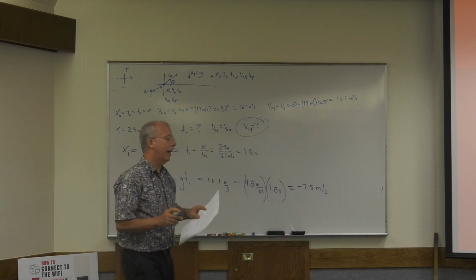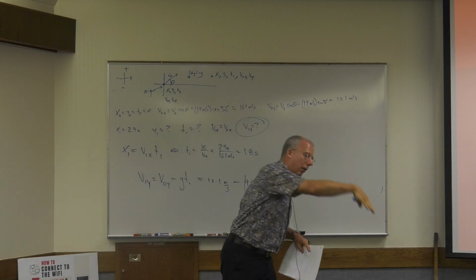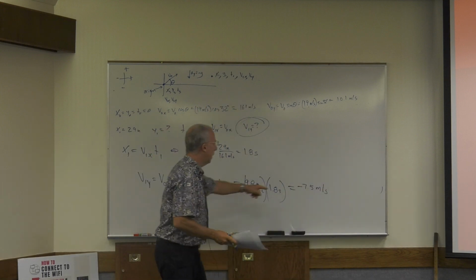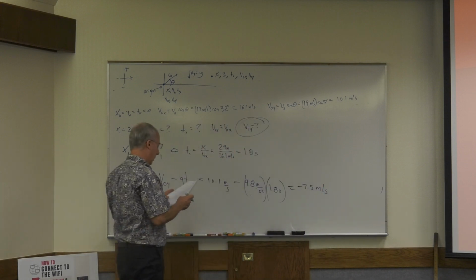So what does that imply? Did the goalkeeper catch the ball when it was going up or when it was going down? Obviously, if v1y is negative, the ball was going down. So that's where the goalkeeper caught it.